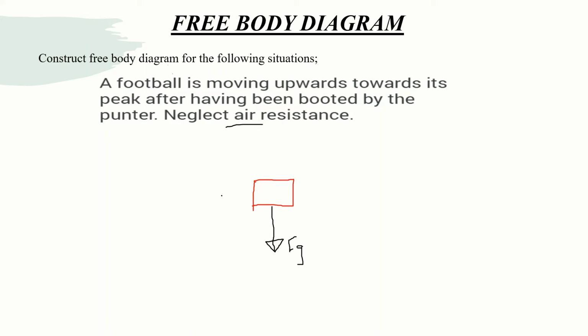Alright? In this case, there is no applied force and there is no frictional force, because frictional force occurs when there is a surface. In this case, the football is in the air, so there is no surface for us to have friction. So there is no frictional force and there is no applied force. So the only force acting on the ball is the force of gravity.